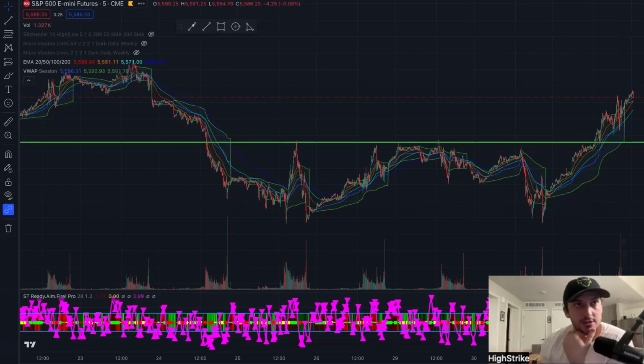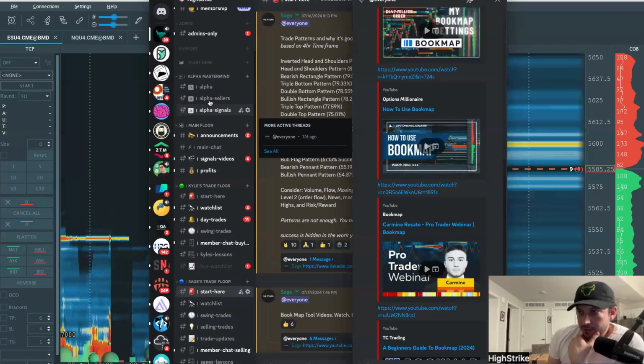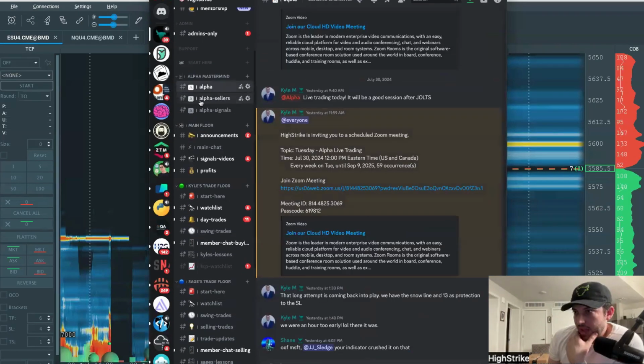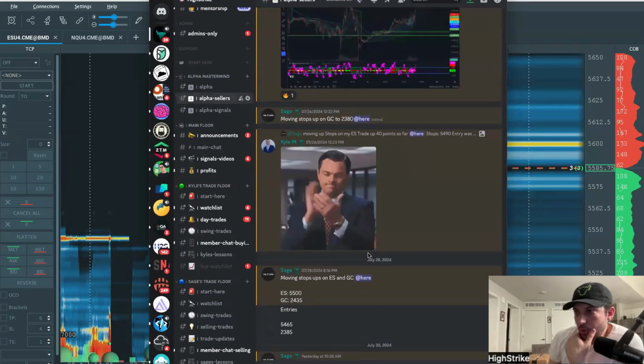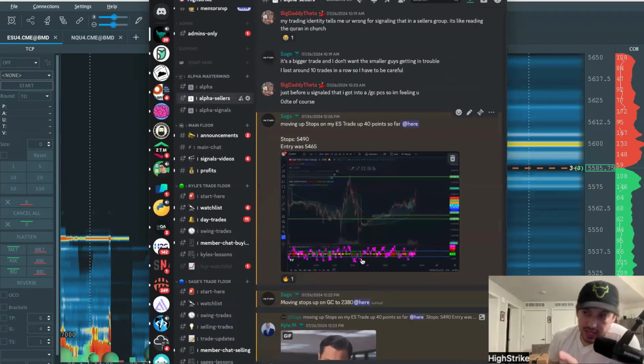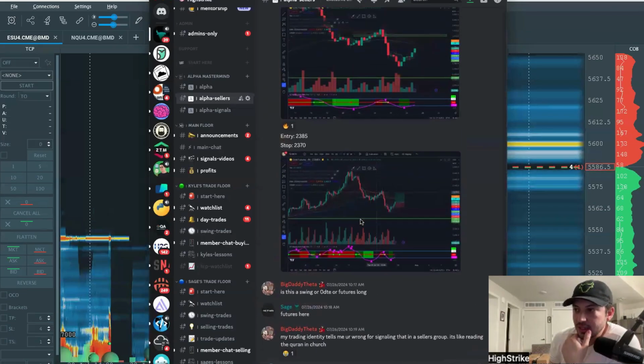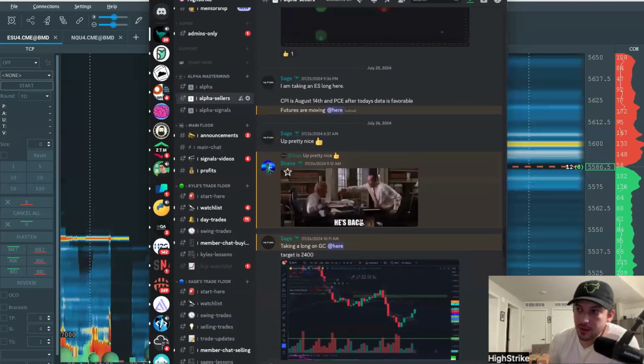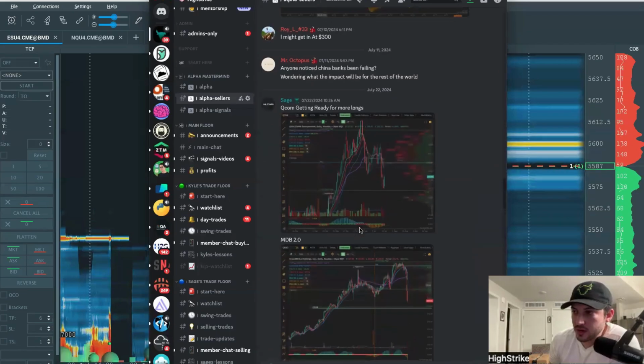I signaled an alpha trade. I probably should mention this. This has been probably my most impressive trade with Bookmap so far. This is actually pretty cool. Where is the Discord? In the alpha program, I actually did signal ES long. I signaled ES and GC long, so I'm using this for gold as well. I signaled ES a couple days ago. If I would have held on to it a little bit longer, where did I signal it?